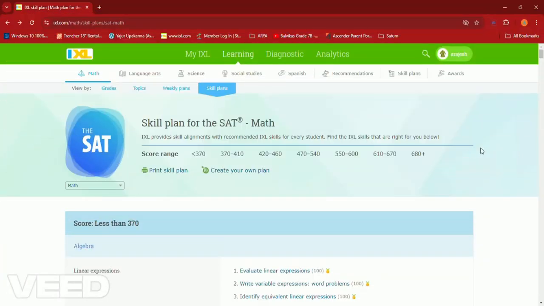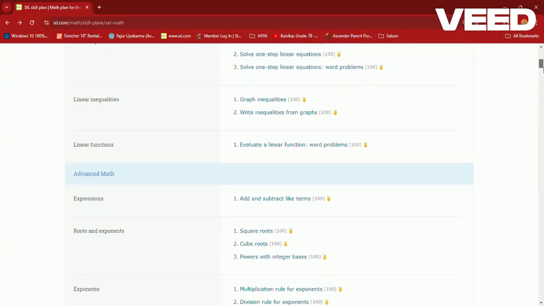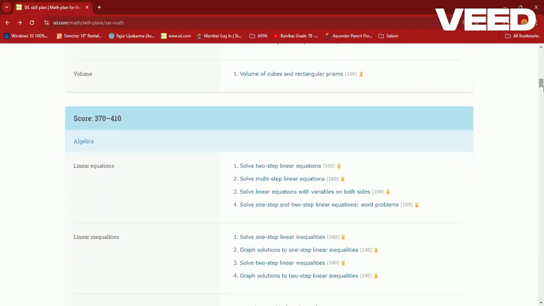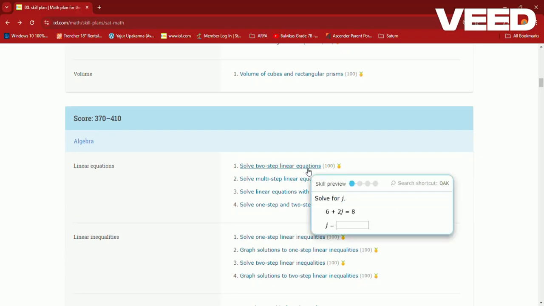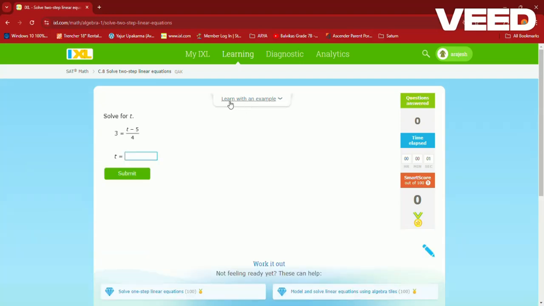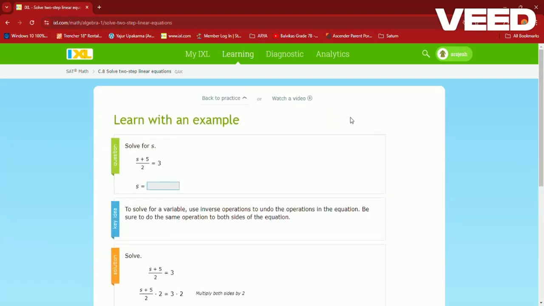Okay guys, so previously I've done the trailer for Unit 2, or World 2, whatever you call it. So we're going to do 2-1. In this scenario, it's going to be solve two-step linear equations. Here we go! Ignore the middle, and let's learn with the example.